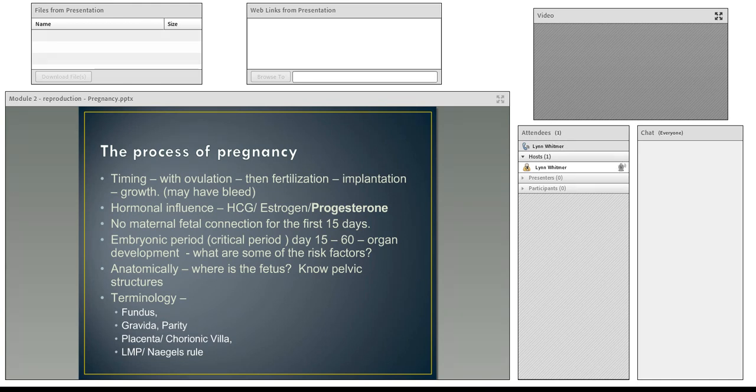Anything can cause an insult to that developing baby, and depending on when that insult occurs, we might have some anomaly, or some lack of, or some loss. What are some of the risk factors that can cause organ development damage or interruption?